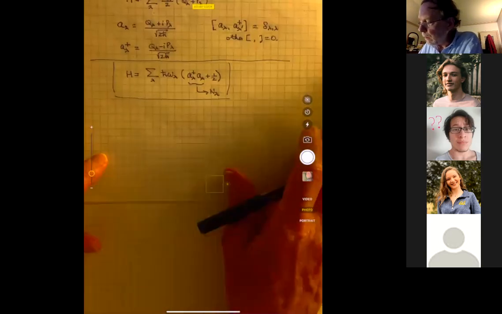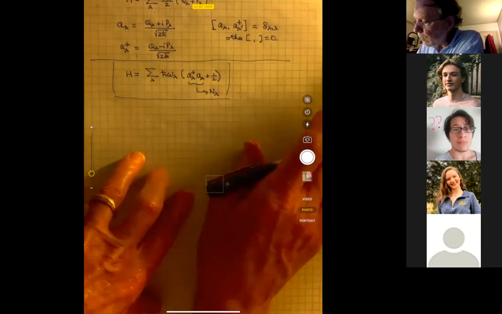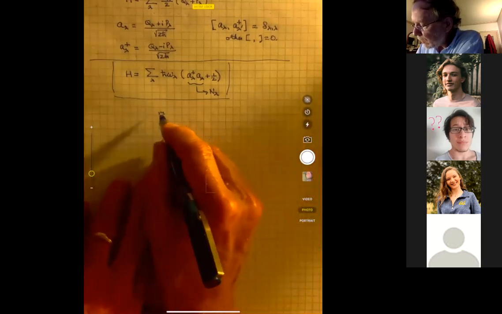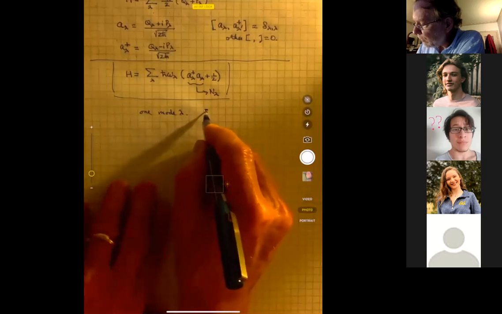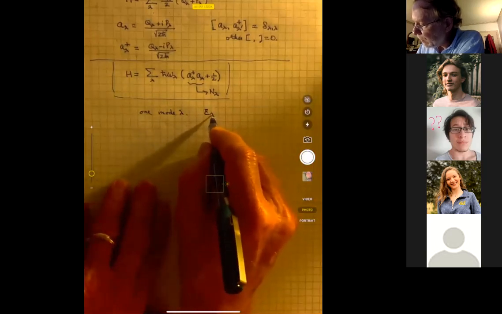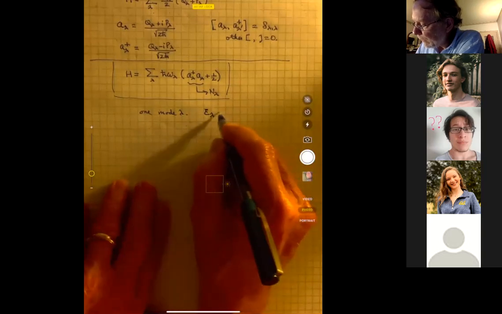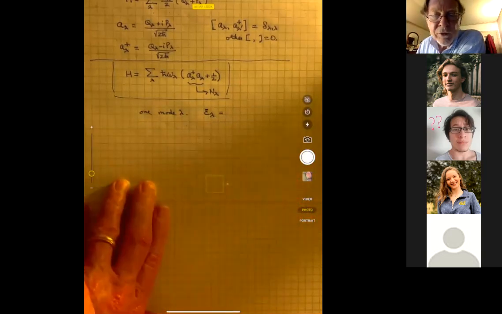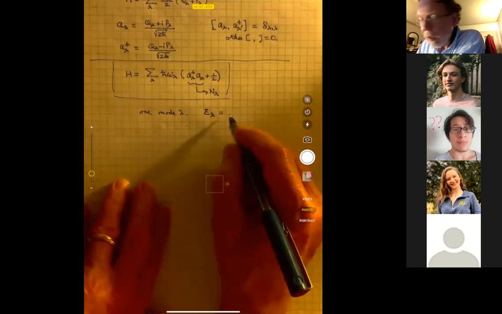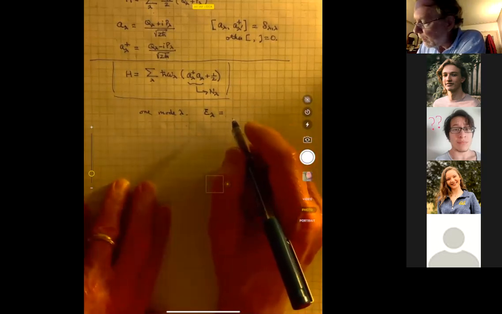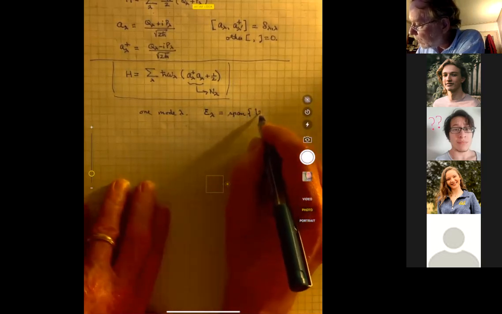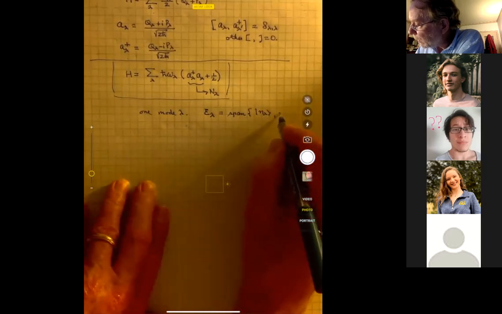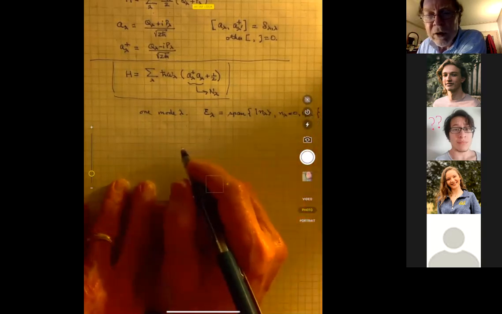Now, it's a sum of harmonic oscillators. Let's look at one mode. In that case, we can talk about the Hilbert space of the system. Let's call it E sub lambda. The Hilbert space for that mode is nothing but the usual Hilbert space for a single one-dimensional harmonic oscillator. I can write it as the span of the basis states, which are the energy eigenstates. Let me call them n lambda, where n lambda is the usual quantum number of the harmonic oscillator. It goes from 0, 1, 2, 3, and so on out to infinity.